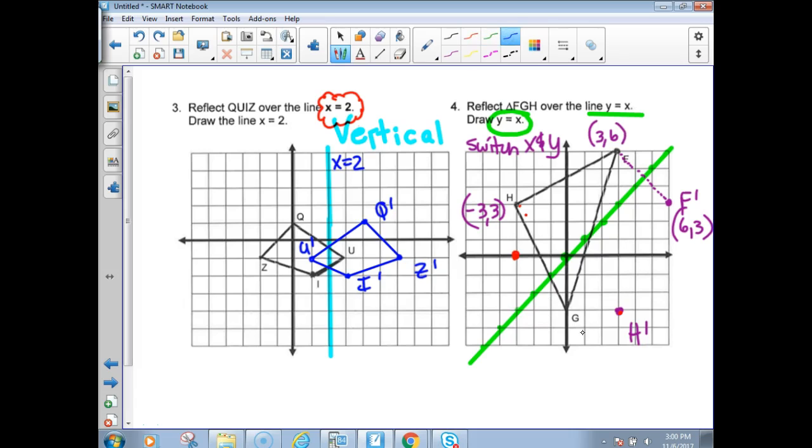So let's check it out with the rule, though. The 0, -3 is where G is. If you switch X and Y, it's 3, 0. Oh, there's G prime.